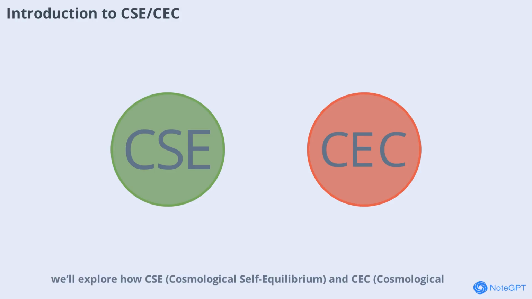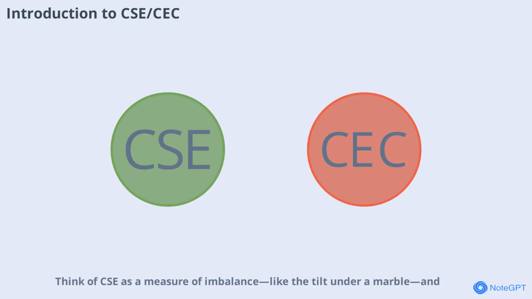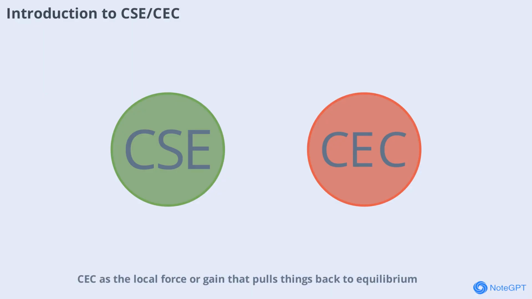Welcome. Today we'll explore how CSE (Cosmological Self-Equilibrium) and CEC (Cosmological Equilibrium Constant) offer a fresh lens for understanding problem-solving strategies, from neuromorphic computing to everyday challenges. Think of CSE as a measure of imbalance, like the tilt under a marble, and CEC as the local force or gain that pulls things back to equilibrium. This dynamic duo isn't just for physics or neuroscience, it's a universal principle that can be mapped onto nearly any method of tackling problems. Let's walk through each classic strategy and see how CSE-CEC brings new clarity and control.